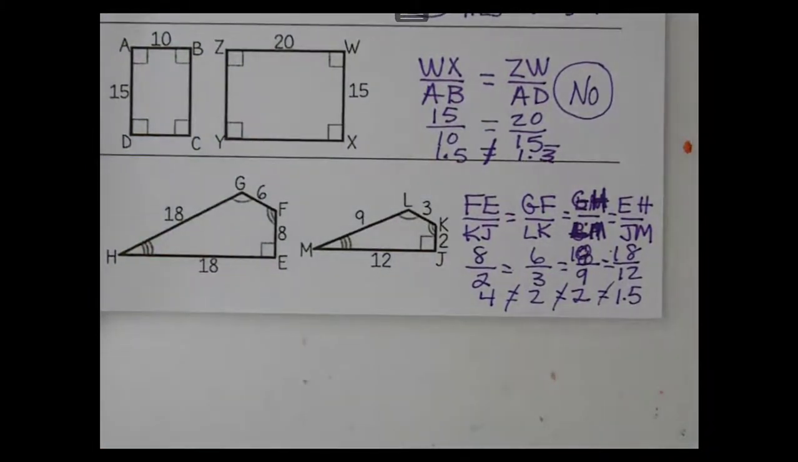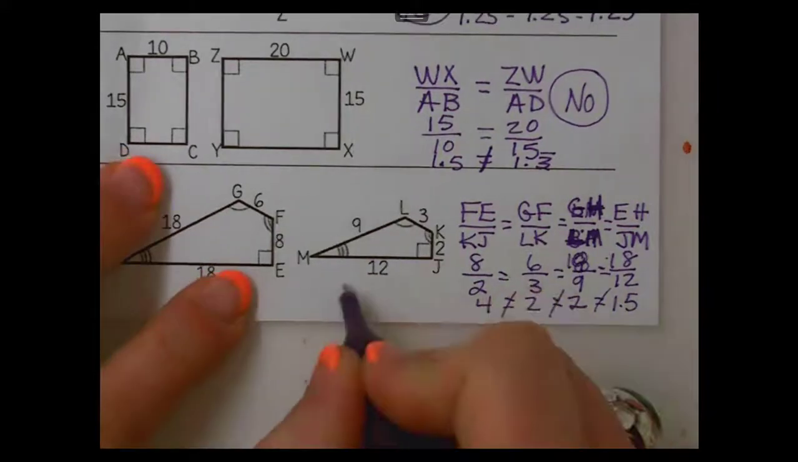So just because it looks similar doesn't necessarily mean that it is similar. Things aren't always going to be drawn to scale. So that's why we have to use our math, simplify those ratios just to determine if shapes are indeed similar or not.